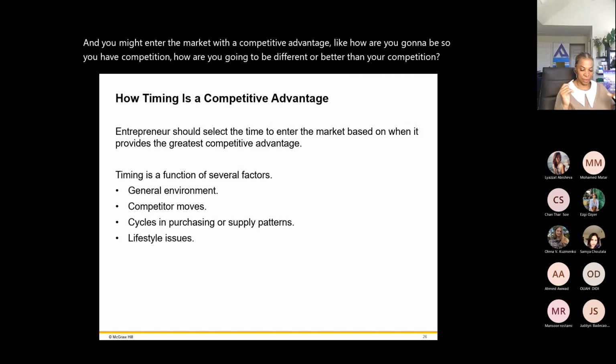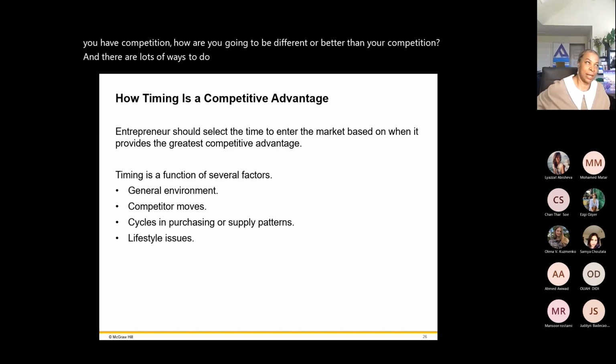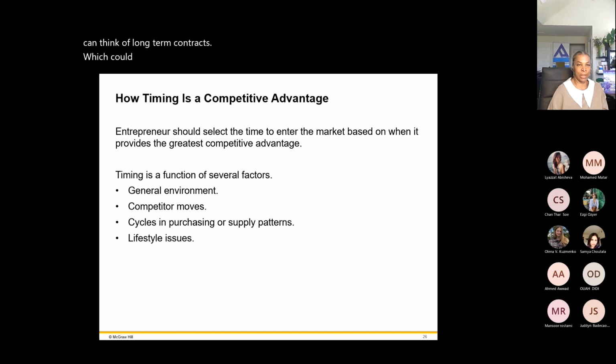And there are lots of ways to do that. I'm not an expert in the lawn mowing business, but I can think of long-term contracts, which could be a way to have a competitive advantage. Or, for example, if you live in a subdivision, which is a group of homes in an area, if all the neighbors use this lawn mowing service, you get a discount or deep discount, and so forth.